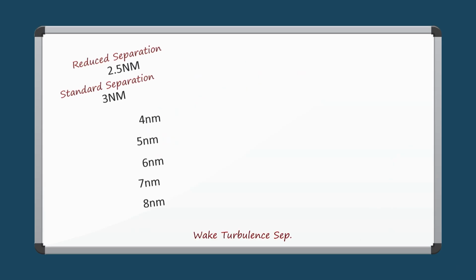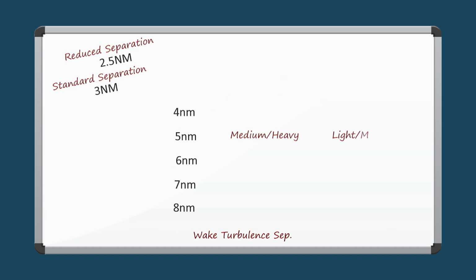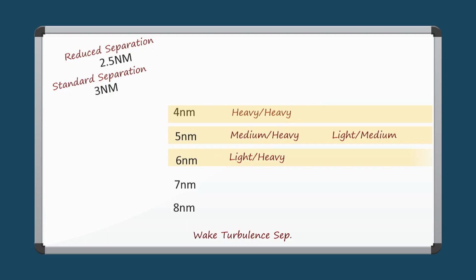A light behind a medium behind a heavy, we need 5 nautical miles. That's an important one, and it is by far the one that's used the most. But now there's even wake turbulence separation between two heavies, which is 4 nautical miles. So a heavy behind a heavy needs 4 miles. If you go 2 categories up, there is also a penalty. A light behind a heavy is 6 miles.